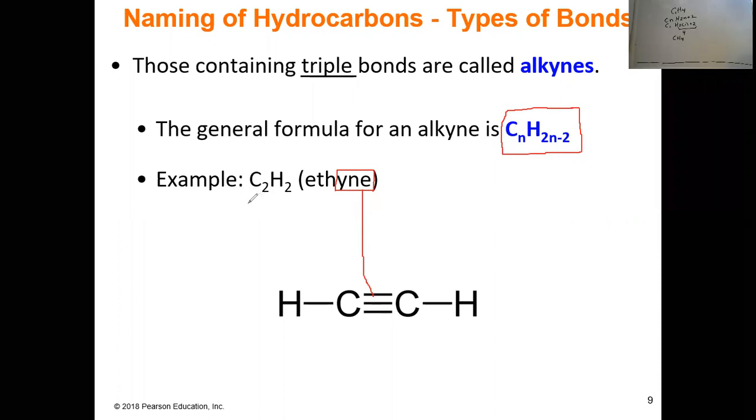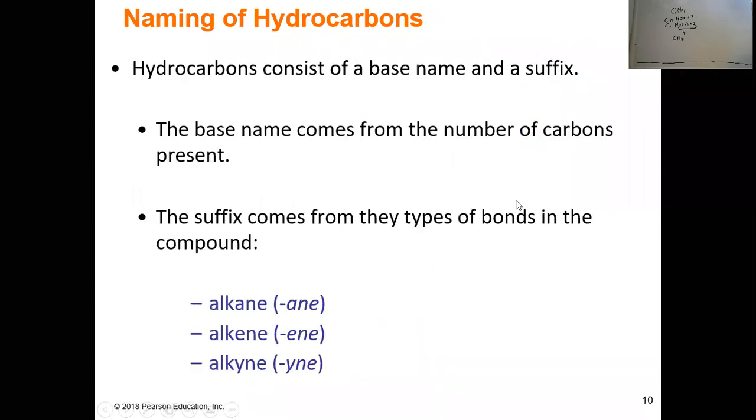So let's look at the formula for ethyne and relate it over here to the general formula. If our C value is 2, then H is 2 times 2 minus 2, or 4 minus 2, which will just give us 2. So C2H2 is the formula for ethyne. Now we can tell the types of bonds in the compound from the ending, but we can tell how many carbons are in the compound based on the prefix.